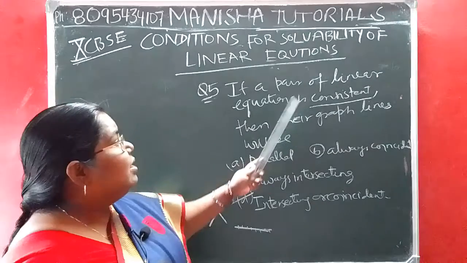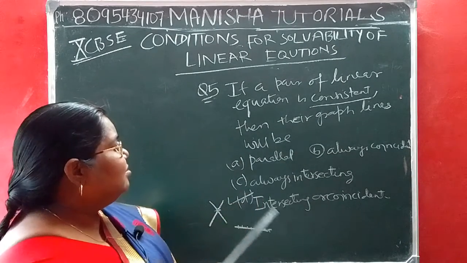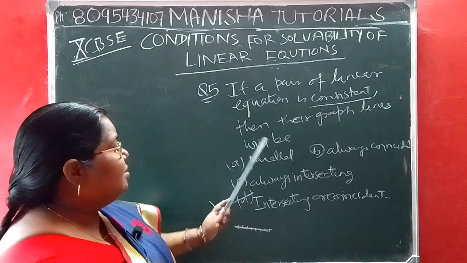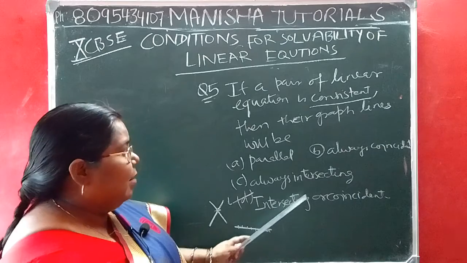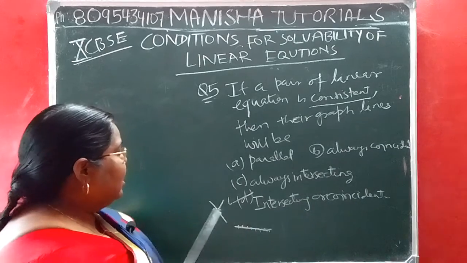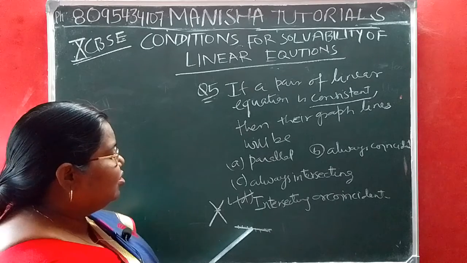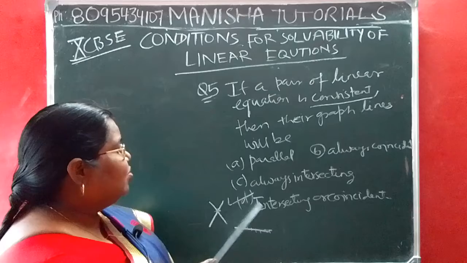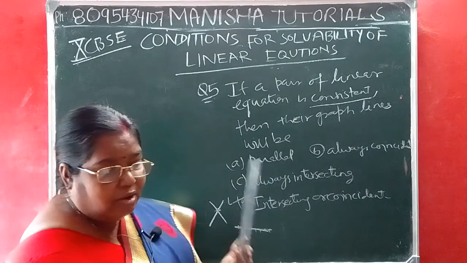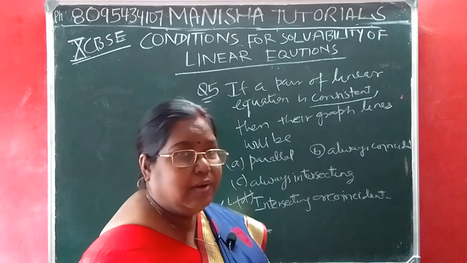If a pair of linear equations is consistent, then their graph lines will be intersecting, that is okay. But coincident is also possible: each and every point will give you a solution. So the correct option is D, intersecting or coincident. Okay, this is the answer.